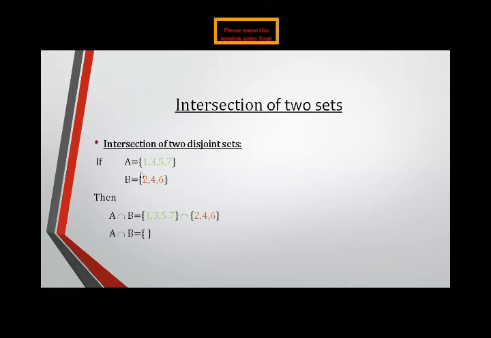If we have a set A equal to 1, 3, 5 and 7, and we have a set B equal to 2, 4 and 6. As you see, students, these two sets are disjoint sets because no element is common in both sets. So how do we find the intersection between them?